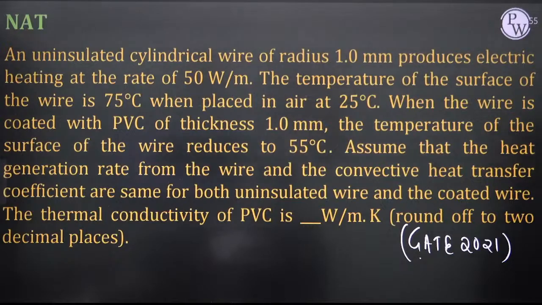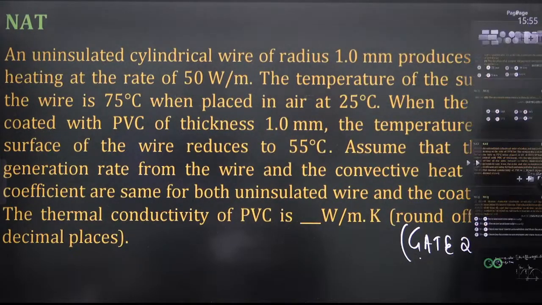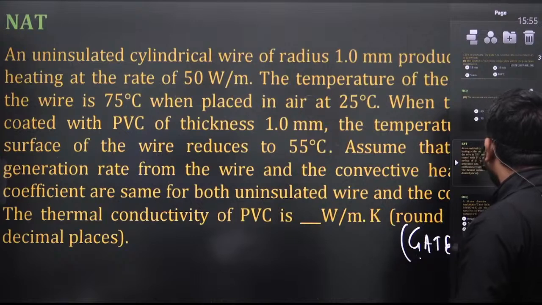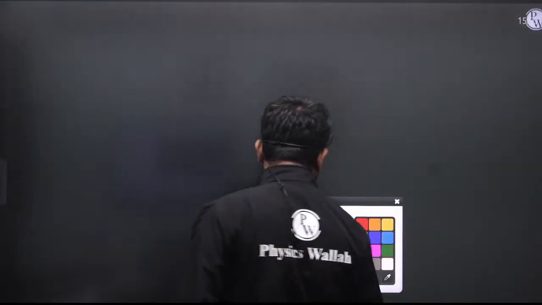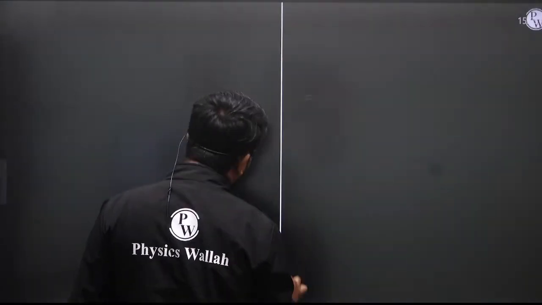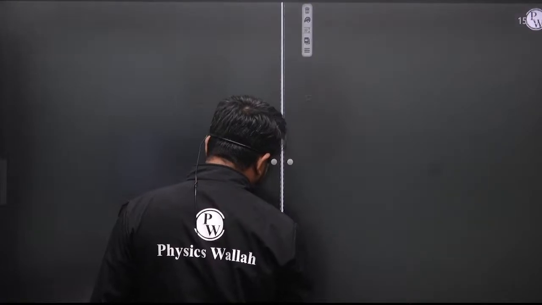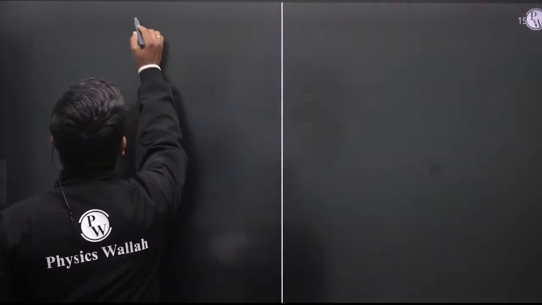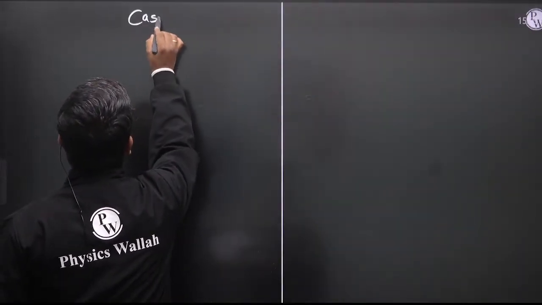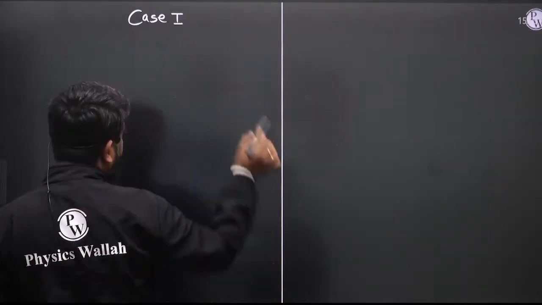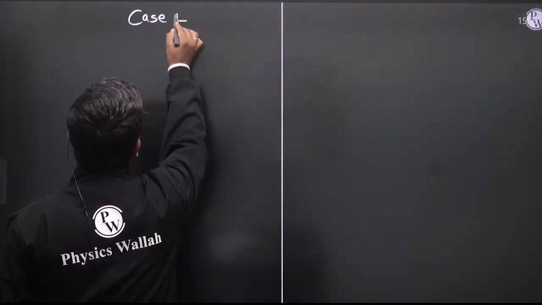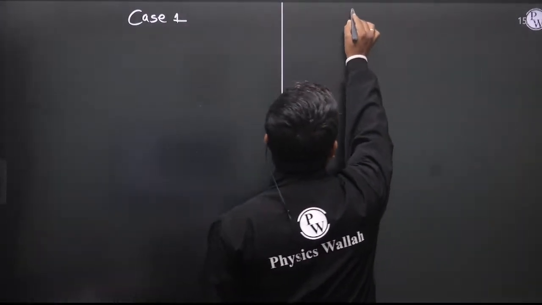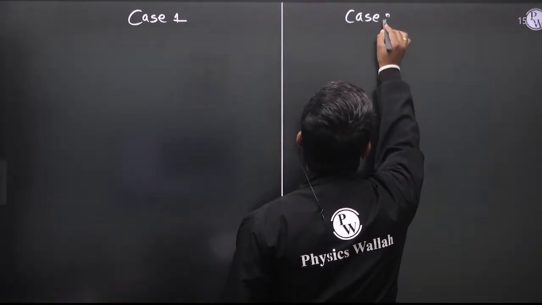So actually there are two cases. One is the uninsulated wire case and the second one is the coated wire case. Whenever you get two cases, make a column like this, and write the data related to case number 1 here, and the data related to case number 2 here.